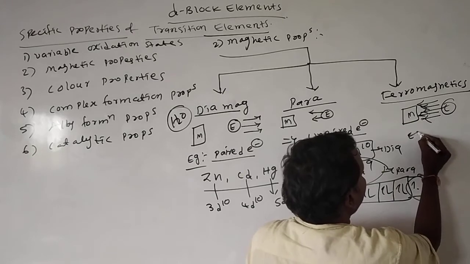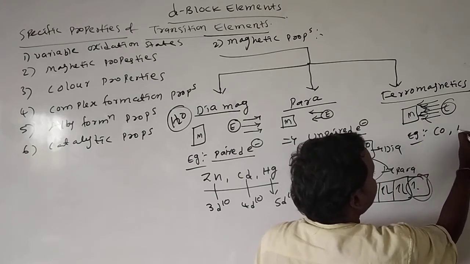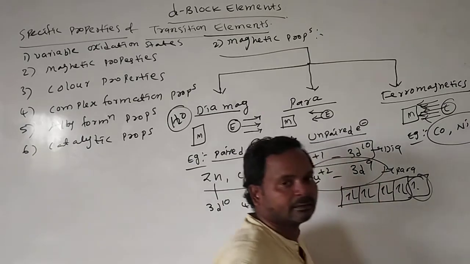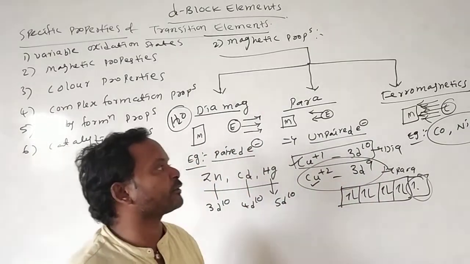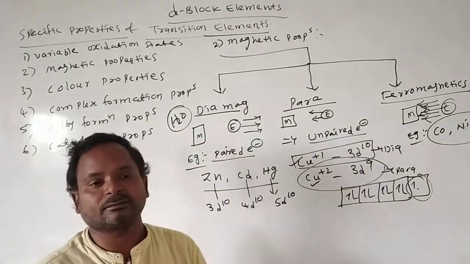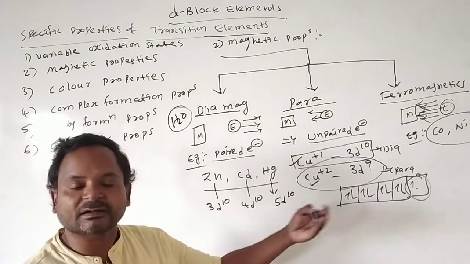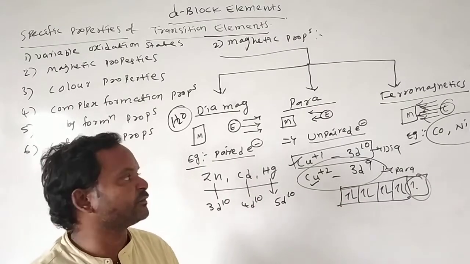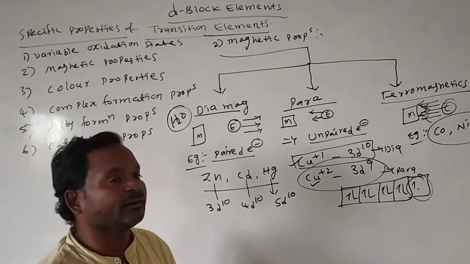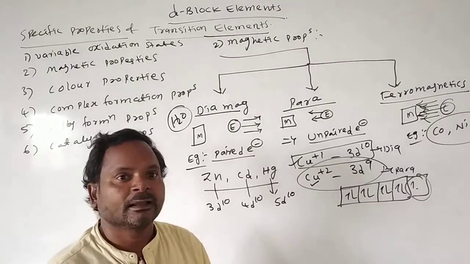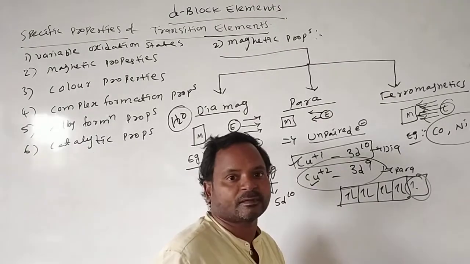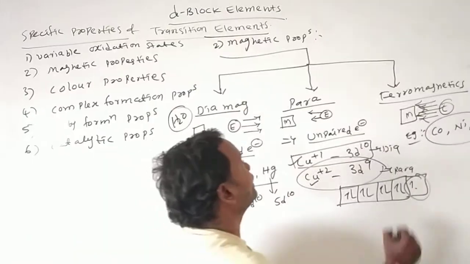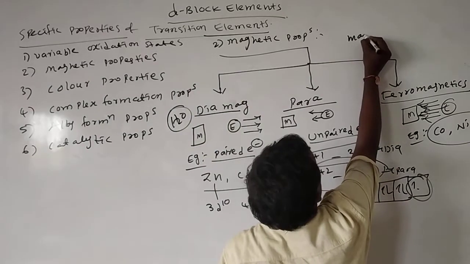See the examples for this: cobalt, nickel, iron. These are the important ferromagnetics. These are strongly attracted; the nature of the element is to be strongly attracted by the magnet. That's why they are simply considered ferromagnetics. And the magnetic nature of any element is explained by using magnetic moment.